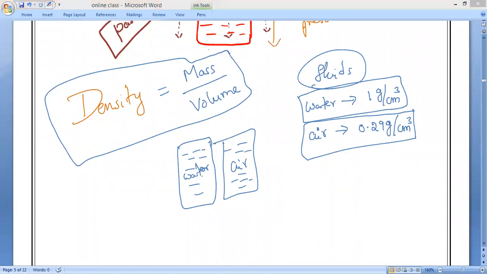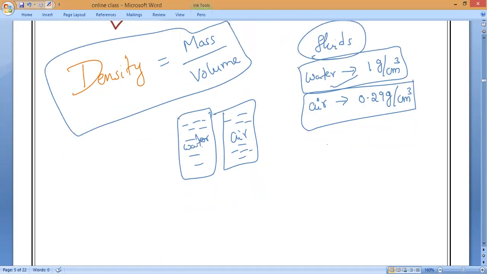Water or air? Anybody? Water, sir, because the density of water is more, so the pressure exerted by it on the walls is also greater. Have you understood, everybody? Suppose I have given water and glycerin. Who will exert more pressure on the walls of the container? Glycerin, because the density of glycerin is more than the density of water. So that is also one of the properties of fluid pressure.